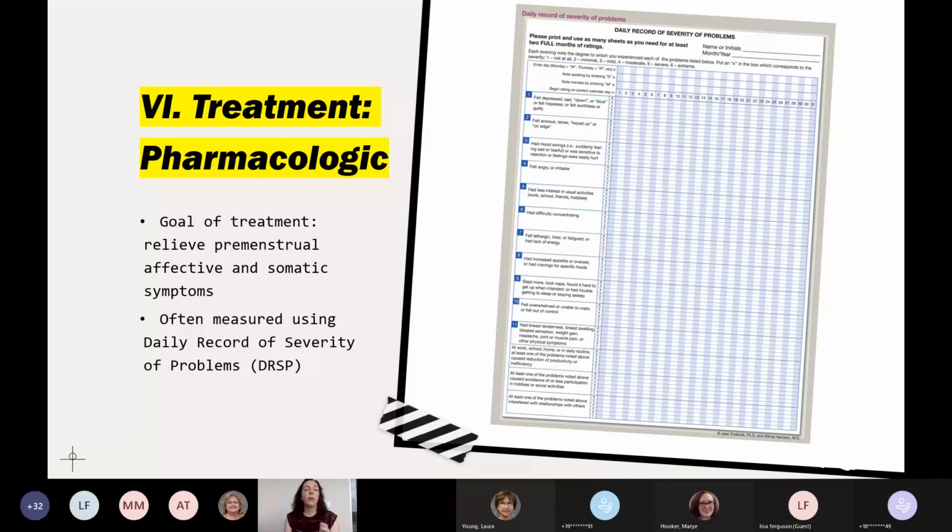And this tool is really helpful, not just in measuring efficacy of treatment, but it can also be a tool that you use when you're trying to establish that diagnosis, taking it from provisional to a solid diagnosis. Usually you track it for a month at a time, and not only do they rate their symptoms from 1 to 6, but they also indicate on this form when they were menstruating, when they were having spotting, so that you can really establish that luteal phase and cyclic nature of the symptoms. So a lot of the studies that we use to look at efficacy of treatments are going to use the DRSP as their outcome measure. Are symptoms on the DRSP decreasing?